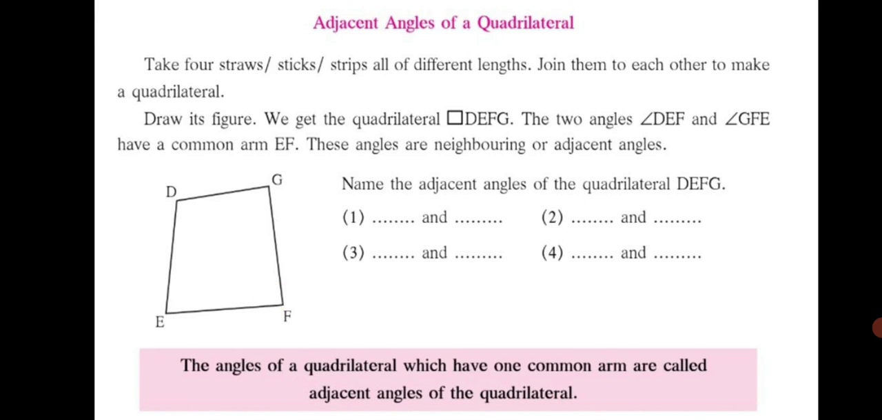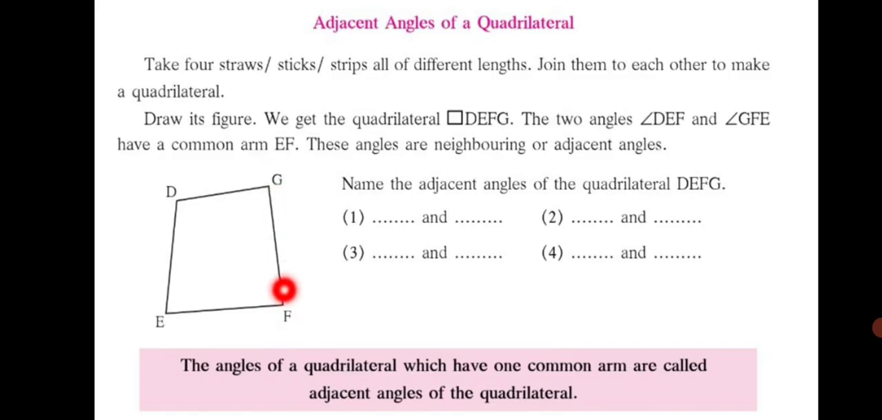So just like adjacent sides have a common vertex, adjacent angles have a common arm. One full side will be common to both. So in angle DEF and angle GFE, you can see EF and EF common here. So these types of angles are called adjacent angles. Name the adjacent angles of the quadrilateral DEFG. Let's start with the first pair, angle DEF and angle GFE, where EF is common.